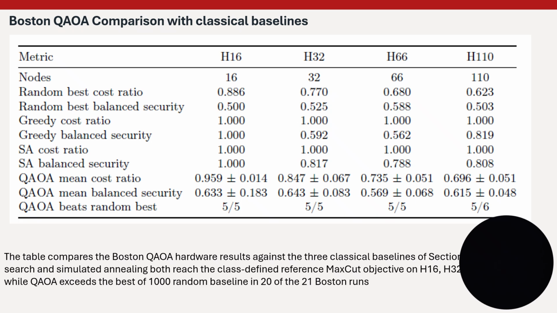Continuing our discussion of Boston QAOA with classical baselines, this table compares the Boston QAOA hardware results against 3 classical baseline objectives that we discussed earlier. You'll note that there are significant variations for a number of these terms, but as shown before, QAOA continues to exceed the best of 1,000 random baselines in 20 out of the 21 runs on Boston.